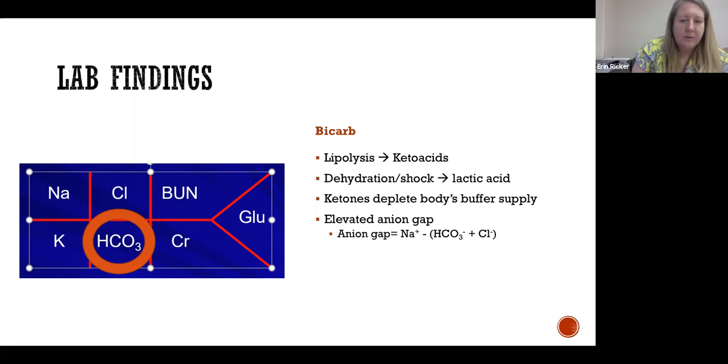This also will lead to an elevated anion gap, and I included that formula on there, which is sodium minus your bicarb plus your chloride. And so as you use up more of your bicarb component, this gap will become bigger. Normal, your gap is 10 to 14, and so this will be much higher in patients with DKA.